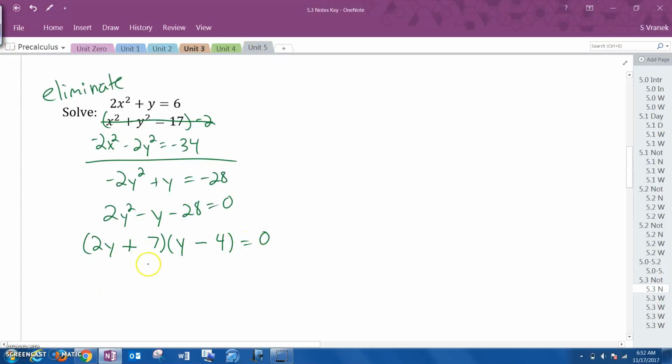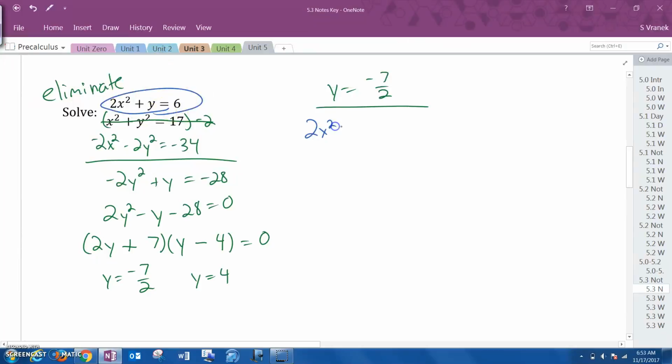Okay, now we set each one equal to 0. You get y is equal to negative 7 over 2, and y equals 4. Now we do what we did before. We pick an equation, and the easiest equation to pick is probably the top one because y is not squared. So when y is equal to negative 7 over 2, we're going to use this equation right here, and I'm going to say 2x squared plus negative 7 halves equals 6.